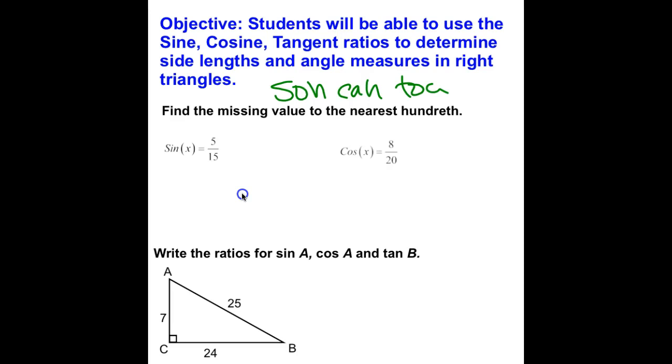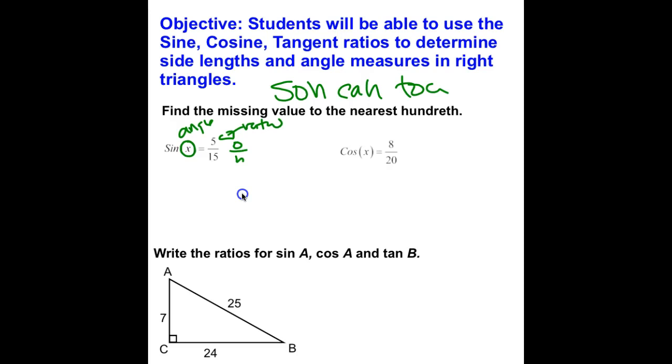So it says find the missing value to the nearest hundredth. If you remember when you set up sine, regular sine, this number on the inside is your angle, and this out here is your ratio. Now, since this is sine, it would be opposite to the hypotenuse. So if you had a picture, 5 would be the opposite side to the angle, and 15 would be the hypotenuse.